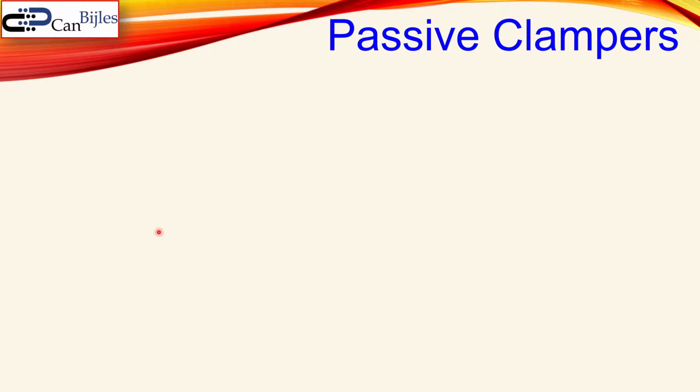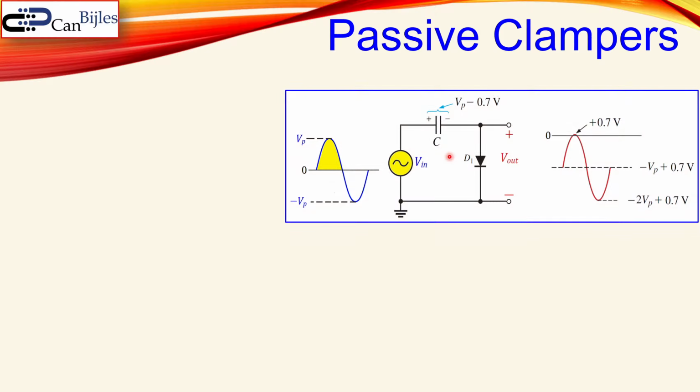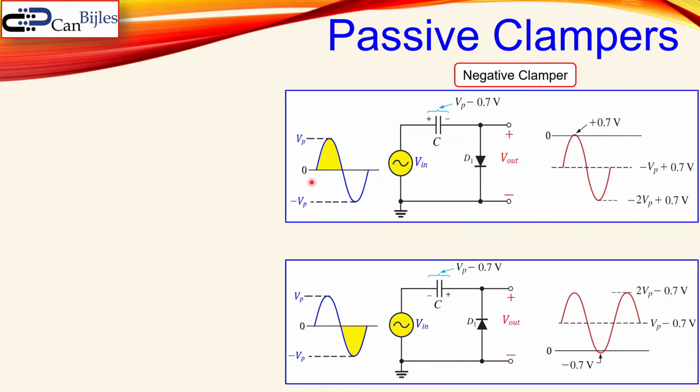Okay, before we jump to the actual design and also the discussion of the precision clamp circuits, let's first discuss the passive clampers and see what the situation there is. We have two variations of a clamper, a negative clamper and a positive clamper. You see here the positive and the negative cycle of our input voltage Vin. This circuit, in a very simple way using passive components, has one capacitor and one diode.